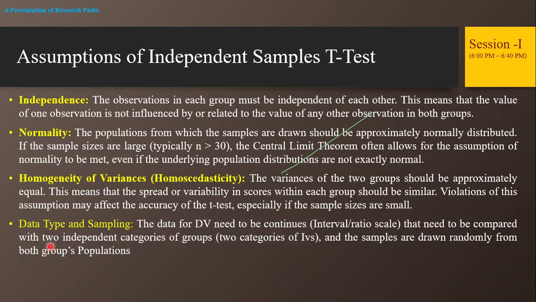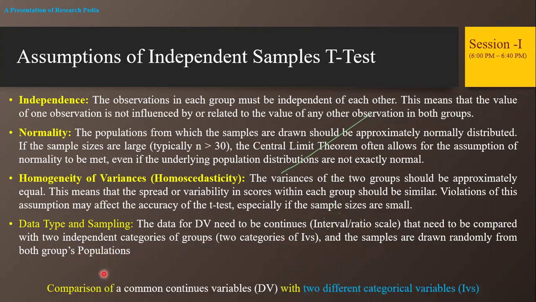Then what type of data and sampling techniques are we going to apply in this method? The data for the dependent variable needs to be continuous. It means they are either interval scale or ratio scale, and need to be compared across two independent categories of groups, like two categories of the independent variable, and the samples are drawn randomly from both group populations. So we can conclude here that comparison of a continuous variable with two different categories will be done here.